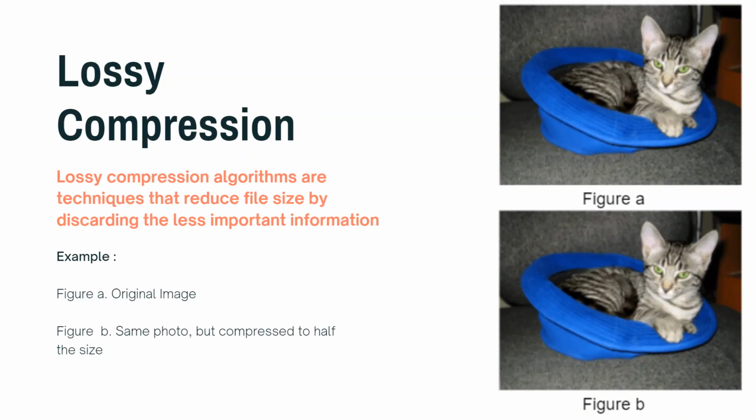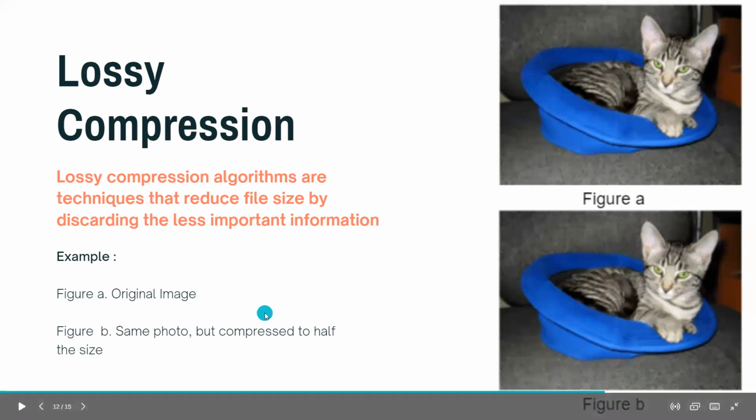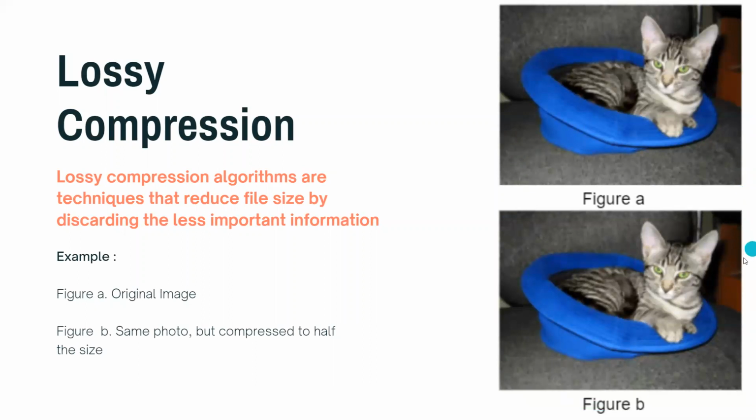Computers can capture an incredible amount of detail in a photo, but how much of that detail can humans actually perceive? As it turns out, there is a lot of detail that we can remove. Lossy compression algorithms are all about finding clever ways to remove detail without humans noticing. In this figure, figure A depicts the original image and figure B is the same photo compressed to half of its size.